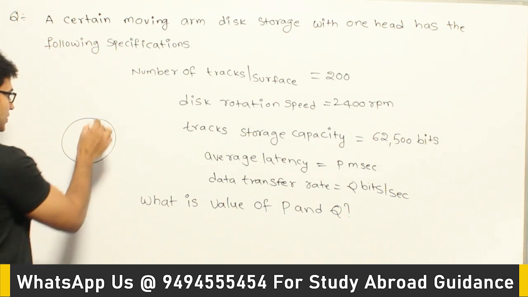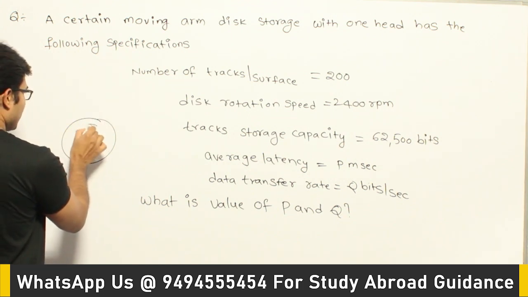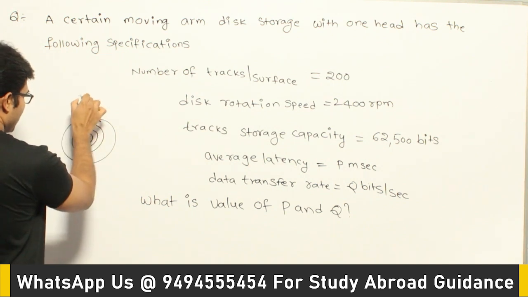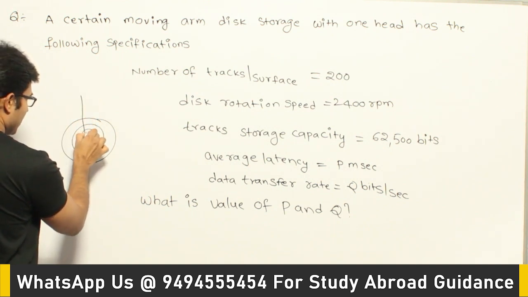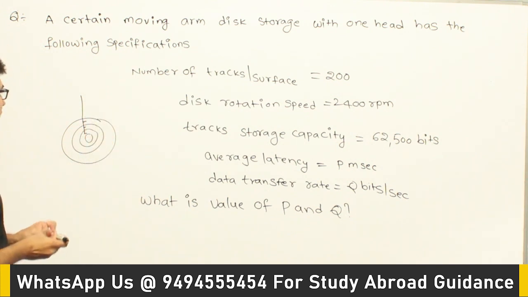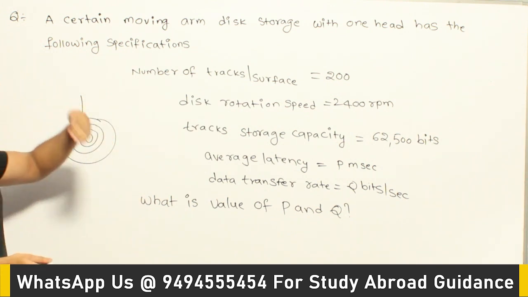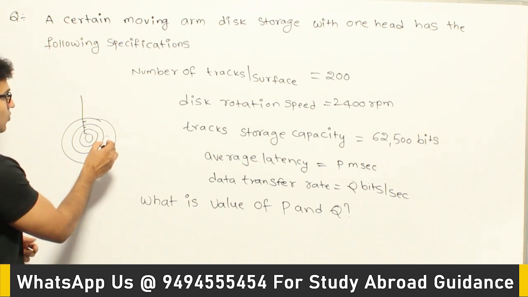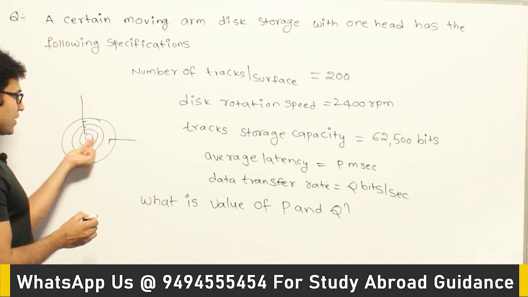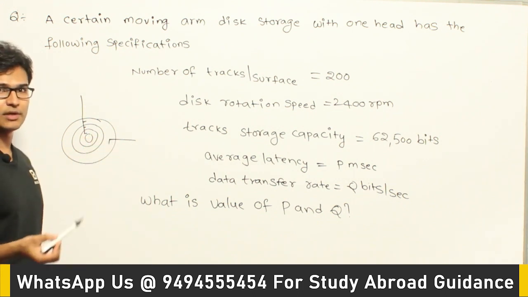Now if you have these many sectors, and I have an arm in such a way that for every surface there is one read write head, then this particular arm need not move, it is static, right? In case you have only one read write head, then this arm has to move from one track to the other to read a corresponding sector.